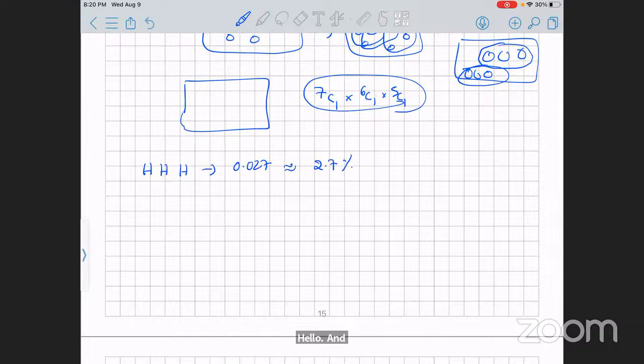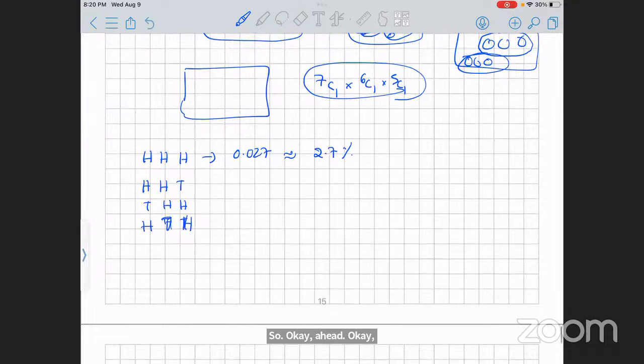And then, what about getting one tail? One tail means 2 heads and a tail: head head tail, head tail head, tail head head. Agree? These are the only 3 possibilities. Getting this is 0.189, that is equal to 18.9%.